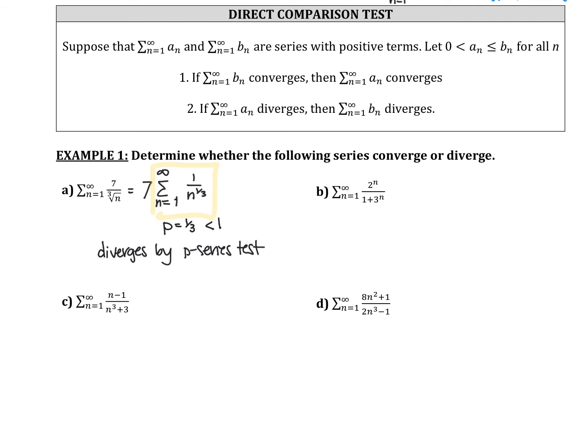Okay, let's look at another one. Well, this one is not as straightforward. This one doesn't fit any patterns that we've had before. But can I make a comparison? Can I compare this to, let's give it a series, let's look at 2 to the n over 3 to the n, which might otherwise be known as 2/3 to the n power? Do you agree that those are pretty similar?